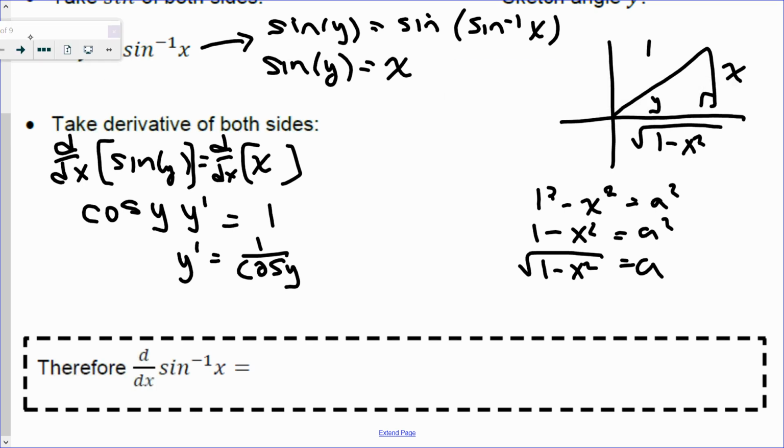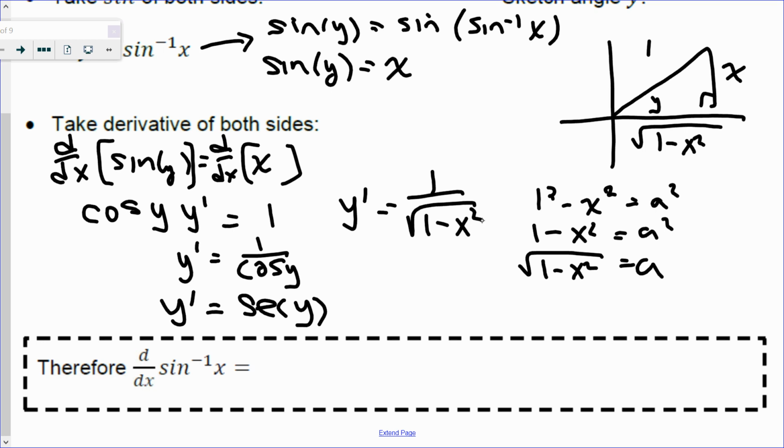So y prime is equal to 1 over cosine of angle y. We can go to our picture of y and figure out what the cosine is. 1 over cosine is secant of y. Look at your picture. Cosine is adjacent over hypotenuse, so secant will be hypotenuse over adjacent. So y prime is going to equal 1 over the square root of 1 minus x squared. And that's what y prime is.